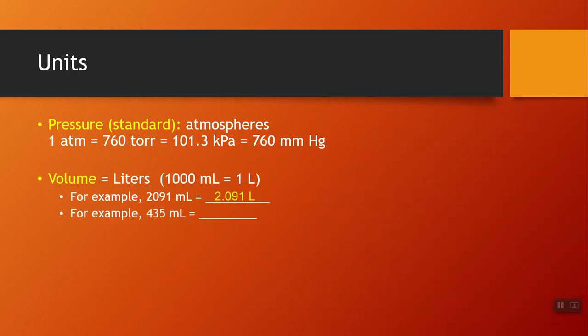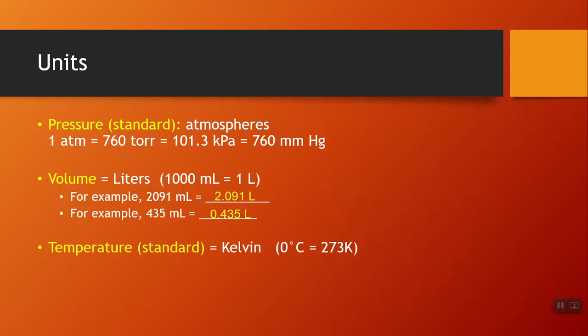Okay. Another example, if I have 435 milliliters, again, setting it up, I'm going to bring the milliliters down, liters up top. Like units cancel out, so again, you're going to divide, and that is equal to 0.435 liters. Okay. So everybody understand how to convert from milliliters to liters, right? The last unit that's important to us when we're talking about gases is temperature. Now, standard temperature, we're talking about Kelvin, and this is called absolute zero, okay?